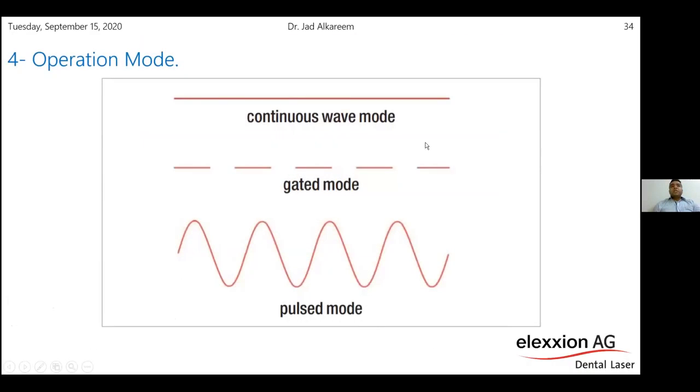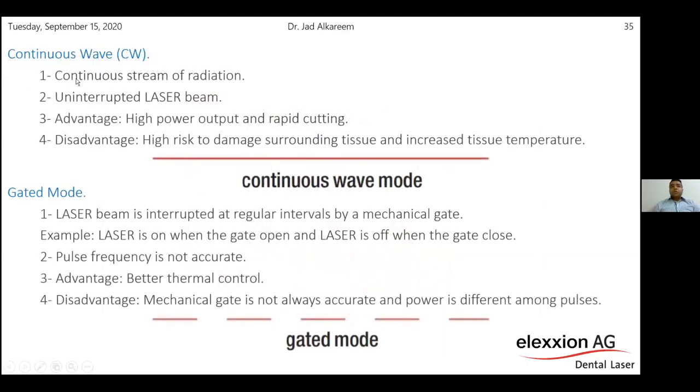Point number 4 is the operation mode, and we have 3 main operation modes for the laser. We have the continuous wave, we have the gated mode, and we have the pulsed mode. With the continuous wave, we have a continuous stream of radiation. So the energy is coming out continuously without any interruption. So that means that the laser is not going to be interrupted at all. It's coming out flowing like a water stream.